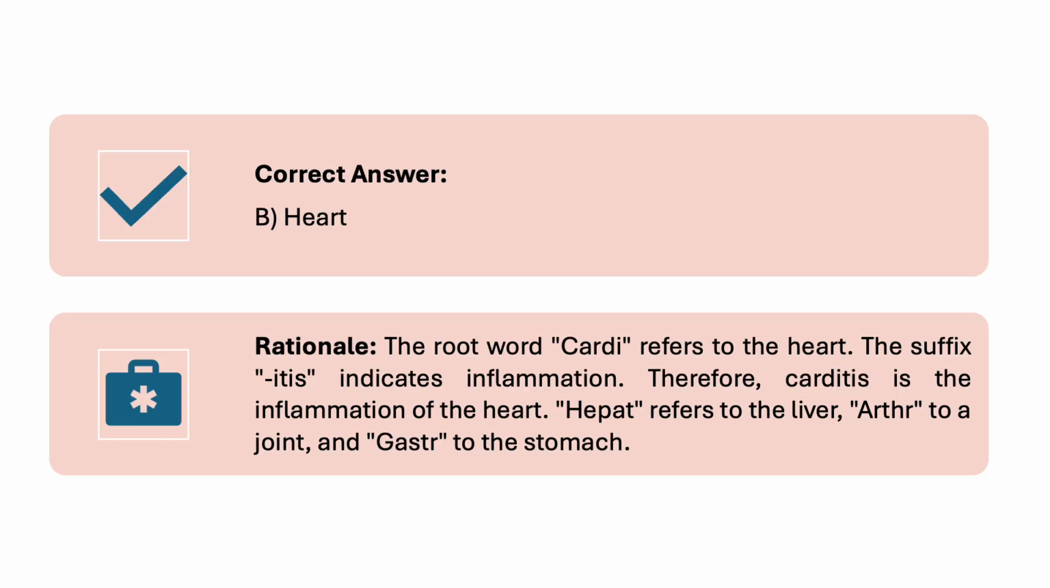Correct answer, B. heart. Rationale. The root word cardi refers to the heart. The suffix itis indicates inflammation. Therefore, carditis is the inflammation of the heart. Hepat refers to the liver, arthr to a joint, and gastr to the stomach.